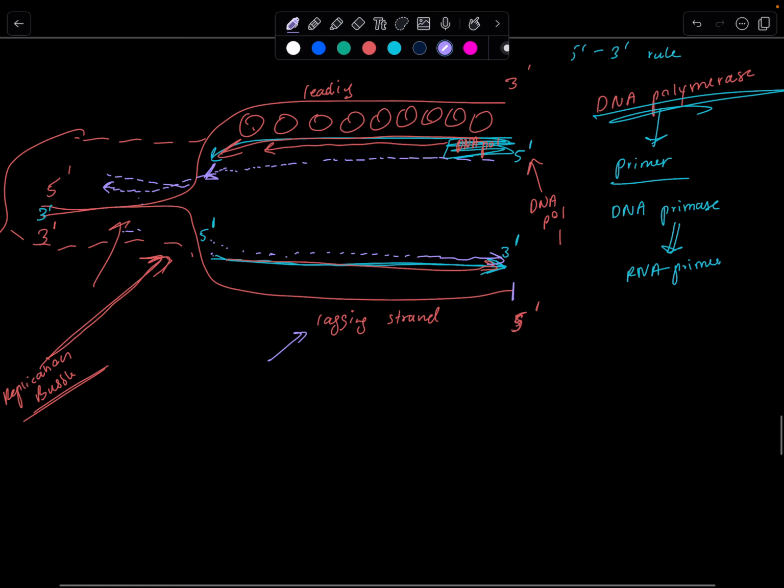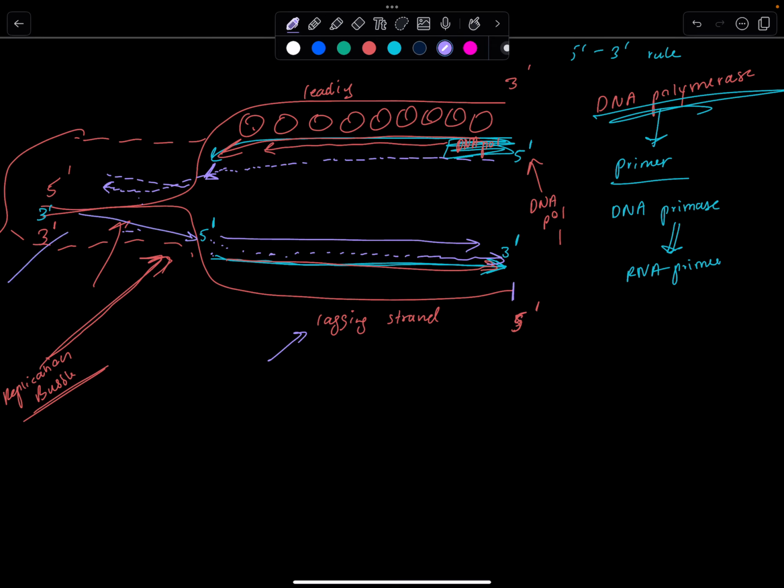We're going to do this by making little fragments. So we're going to go from 5' to 3', make a fragment, come all the way back here, make a fragment, come all the way back here, make a fragment, as helicase is continuing to unzip the DNA. And those fragments are called Okazaki fragments.